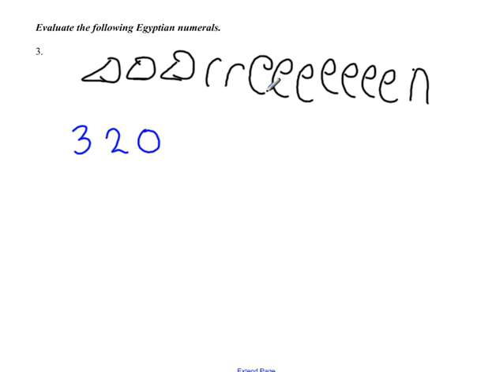The next symbol is supposed to be the coiled ropes, and I have 7, so put a 7. The next symbol should be a heel bone, and there is. I have 1. And the last symbol should be a stroke. There are none, so put 0. Put your commas in every third digit from the right, and this number is 320,710. If you left off the zeros, this number wouldn't be evaluated properly. You would think it would be 3,271, but that's not correct.